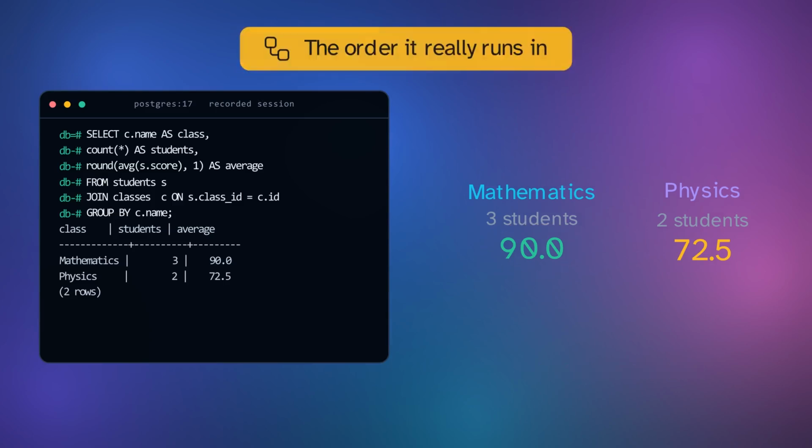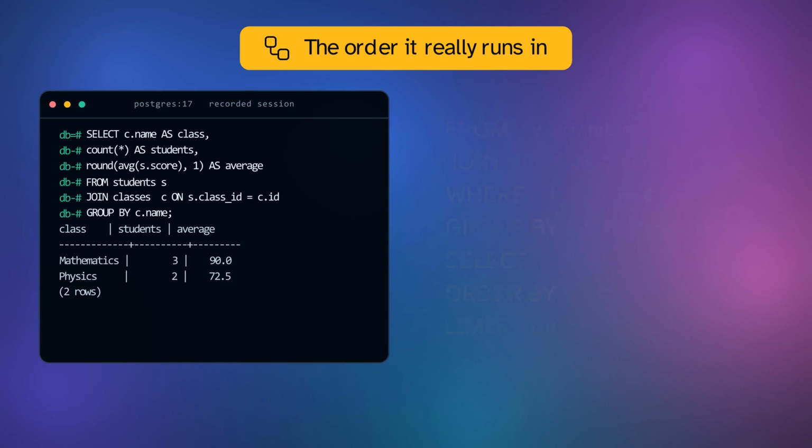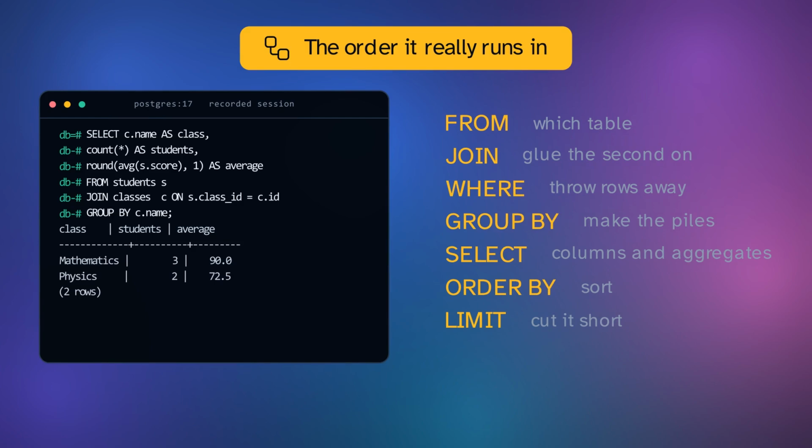Before we change any data, one thing that took me years to learn, and it is short. You write a query in one order. The database reads it in a completely different one. You write select first. The database does select almost last. Here is the real order. From first. Which table are we even talking about?